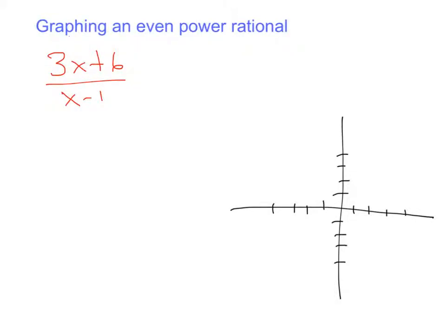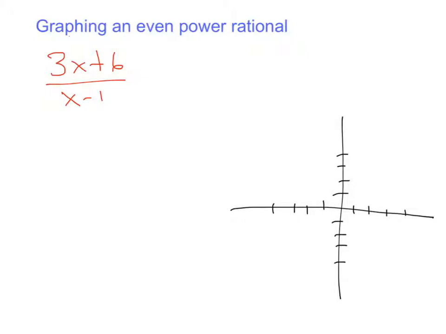So when we graph an even-powered rational expression, what I'm talking about is that the powers of the numerator and denominator are even. Can you see this numerator is a first degree, and the denominator is also a first degree? Be careful, sometimes these are not necessarily going to be in order.